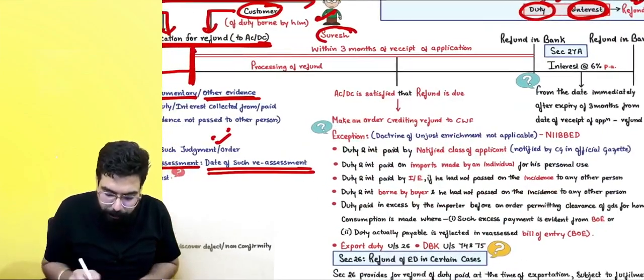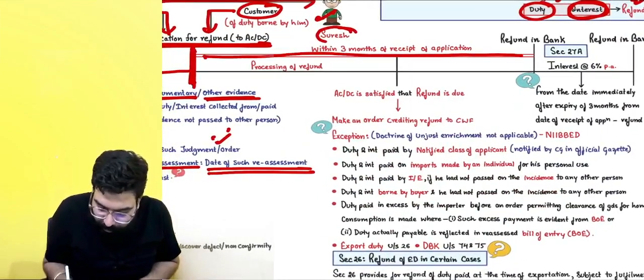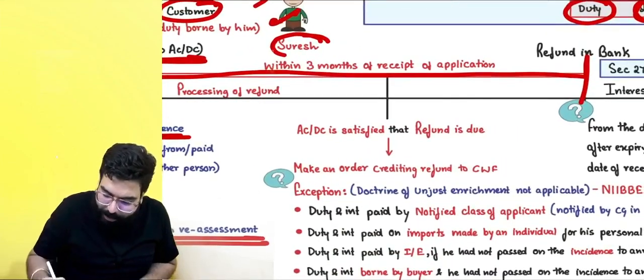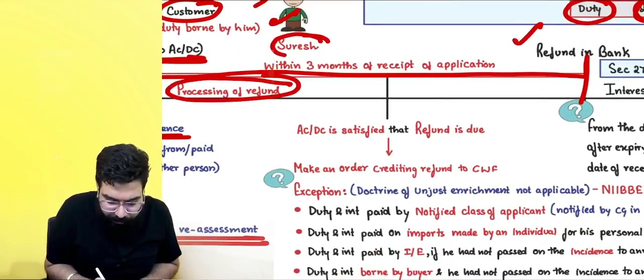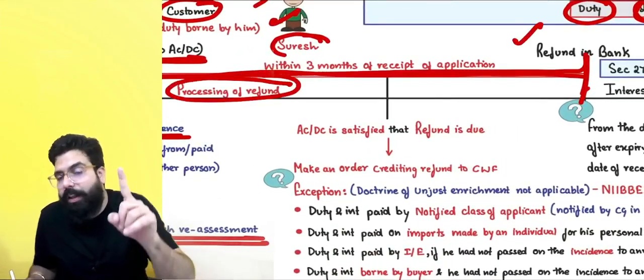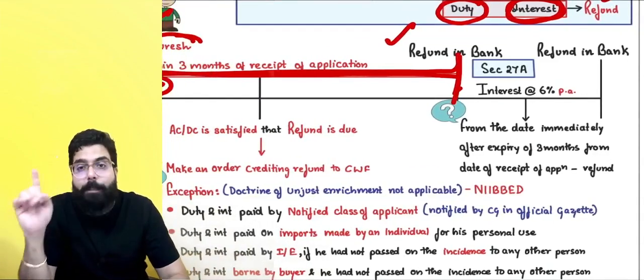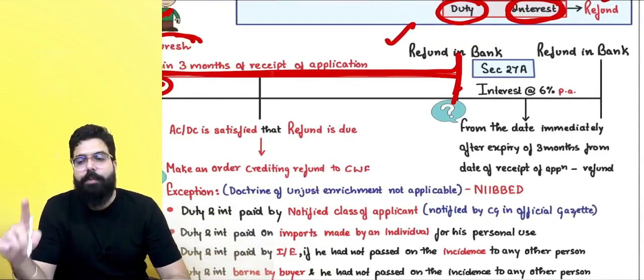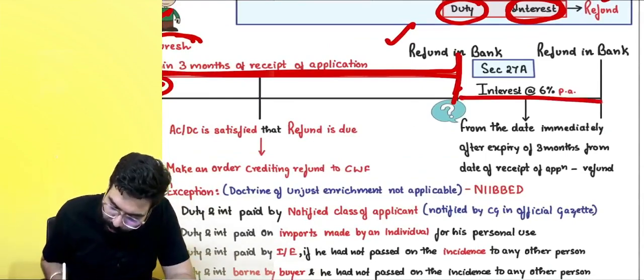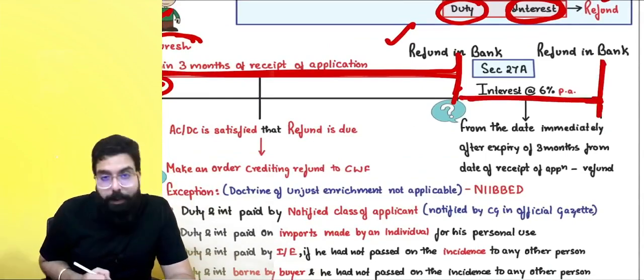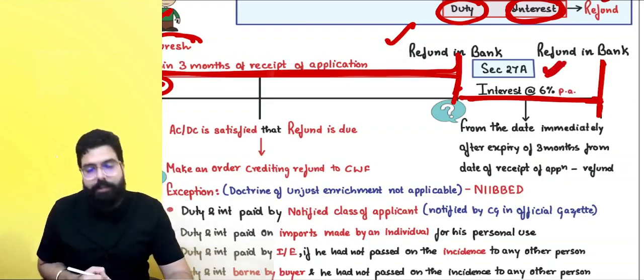Okay, once you file the application, sir, within 3 months the refund will come into your bank account. Always remember, processing of refund will happen from the application within 3 months. The amount will come into your bank account. If they don't give you the money in your bank account within 3 months, they will give you interest at the rate of 6% under section 27A.